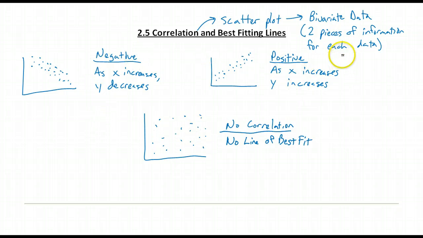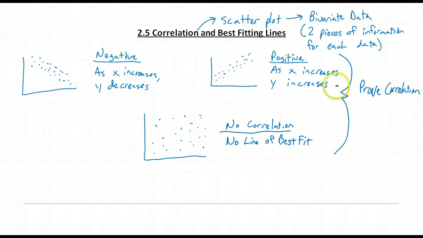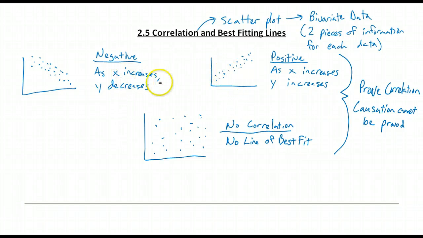One of the things about correlation is, mathematically speaking, we can prove correlation. In fact, we can come up with a number that tells us how correlated the data is. And the closer that number is to 1, the more correlated that information is. What we cannot prove is causation. What that really means is, just because two sets of data are correlated, that does not mean that one causes the other.